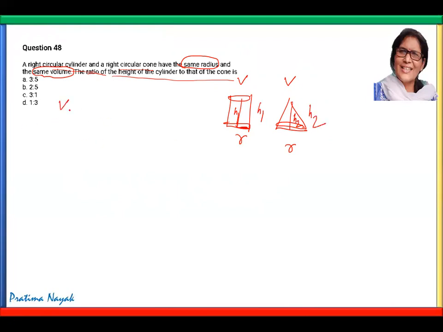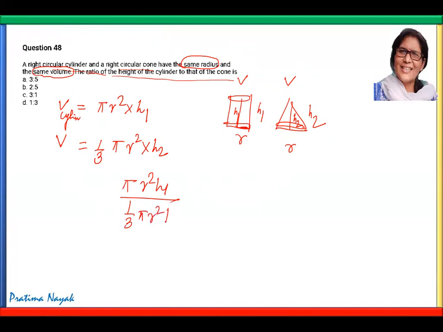So volume of the cylinder is equal to pi r square into h1. Volume of the cone is 1 by 3 pi r square into h2. So they are equal. So pi r square h1 by 1 by 3 pi r square h2 is equal to 1 by 1. So pi cancel, r square cancel. Then I get h1 by h2 is equal to, 3 will multiply in the numerator, so 3 by 1. So what is the ratio? It will be 3:1 again.